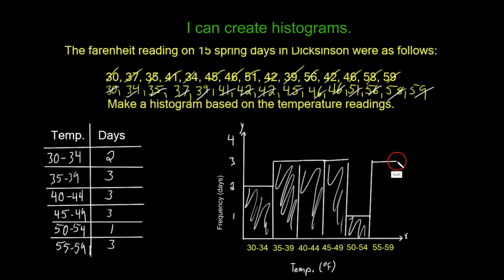So this histogram represents this data set, okay? And I think that the range of 5 degrees Fahrenheit was a fairly appropriate range here. So this is our histogram that represents the 15 spring days in Dickinson, their temperature readings in degrees Fahrenheit. Okay, so that was our video. I hope after a little bit of practice and after watching this video, you can say I can create histograms.